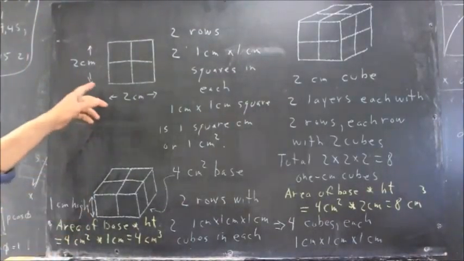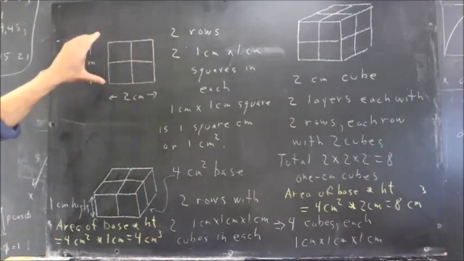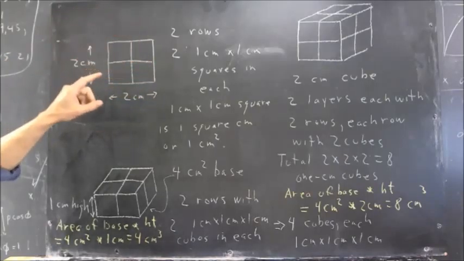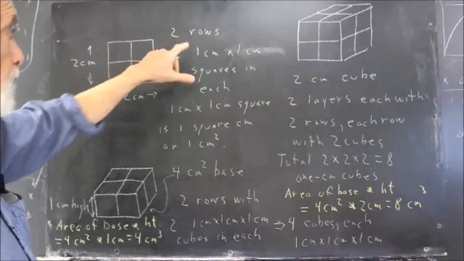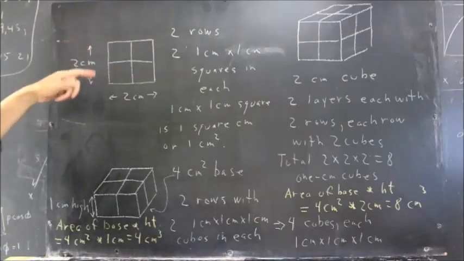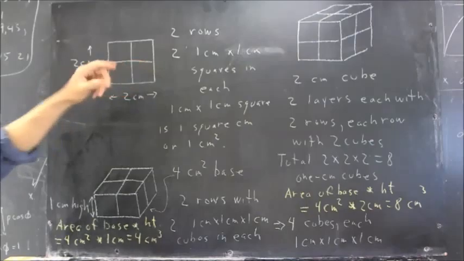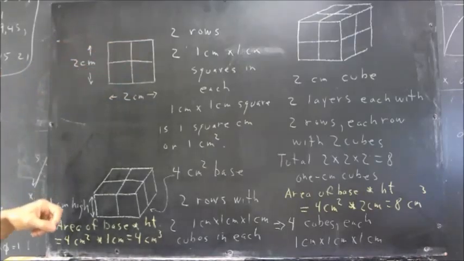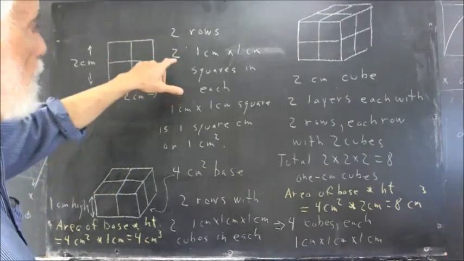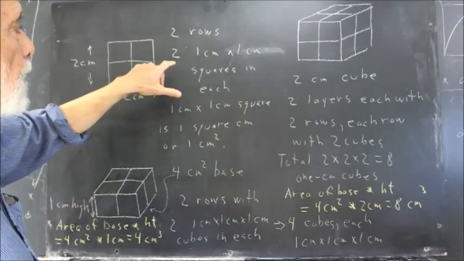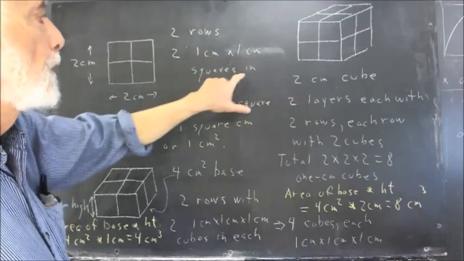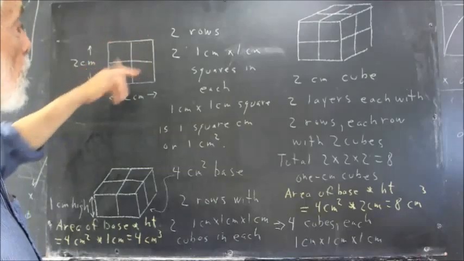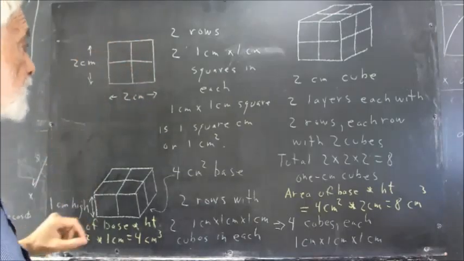Okay, first of all, a 2 centimeter by 2 centimeter square can be divided into 1 centimeter by 1 centimeter squares, and what we have here is 2 rows. We can think of this as 1 row of squares and another row of squares, and there are 2 1 centimeter by 1 centimeter squares in each row, and that makes 4 1 centimeter by 1 centimeter squares.